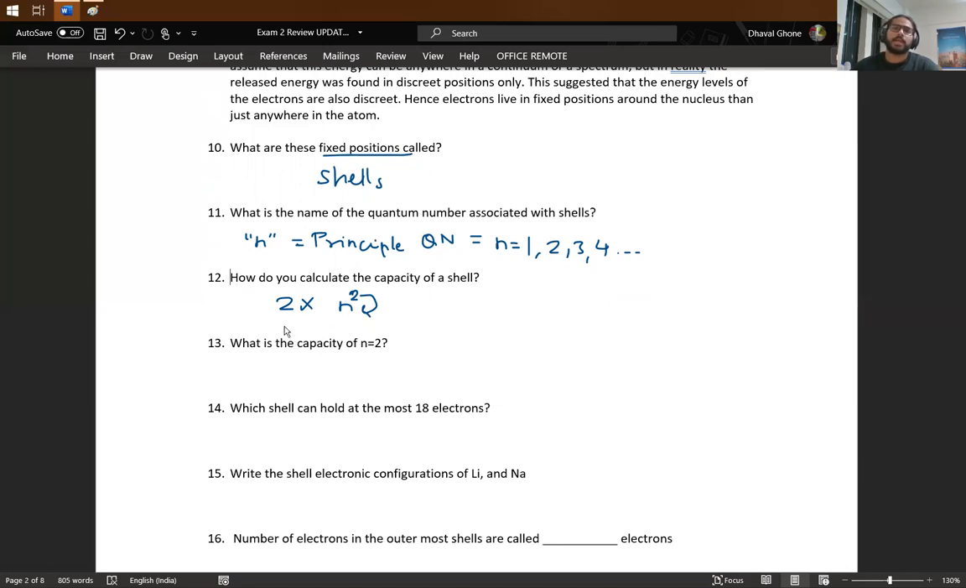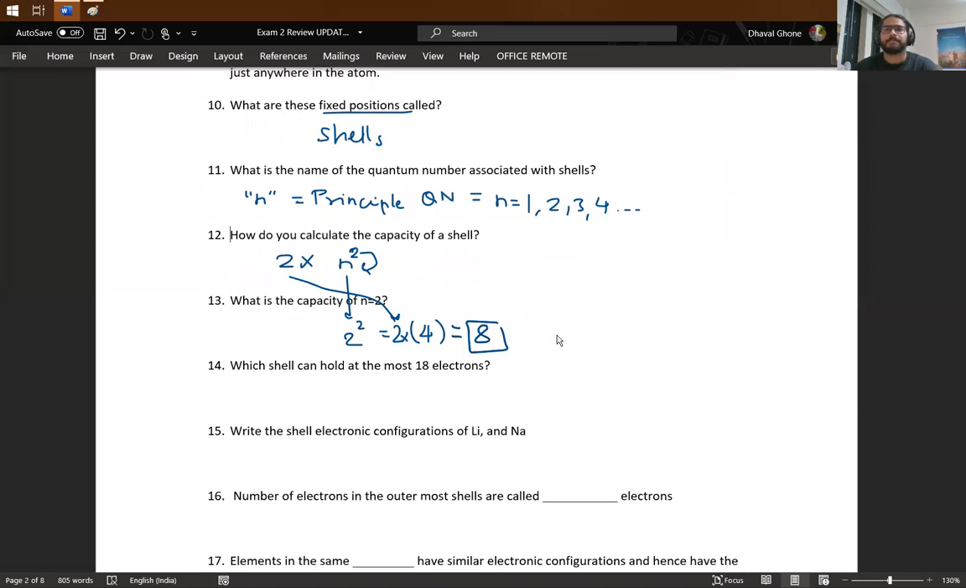And then take an example for this. What is the capacity for n equals 2? So I will take n as 2, square it. That gives me 4. And then I'm going to multiply this 4 by 2 because of this 2. And then I get 8. The capacity of the shell n equals 2 is 8. Okay.